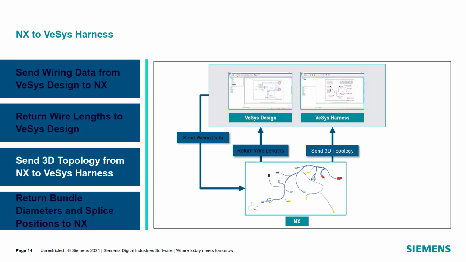For the second half of the demo, we will move on to the integrations between the 2D harness design in VeSys harness and physical harness in NX. We will start by importing the 3D topology from NX via the harness PLM XML file and flattening it to produce the 2D harness in VeSys. Then we will synchronize the electrical data from our wiring design in VeSys with the 2D harness.